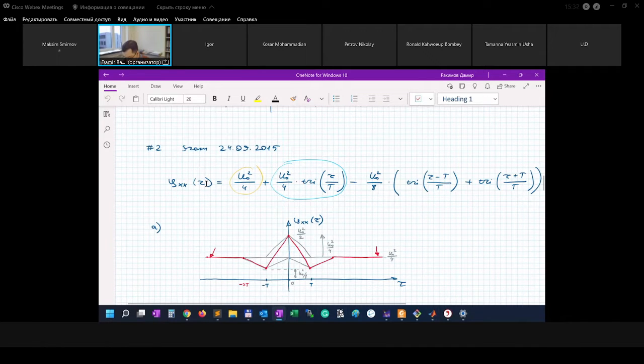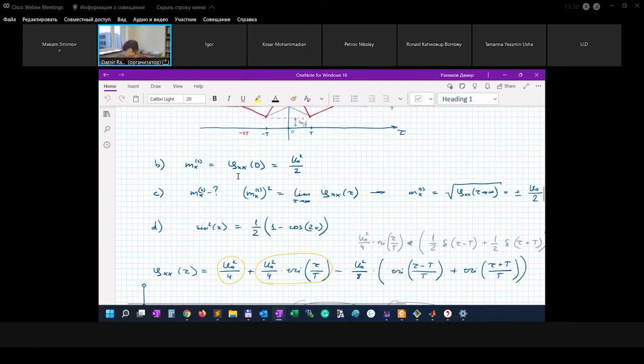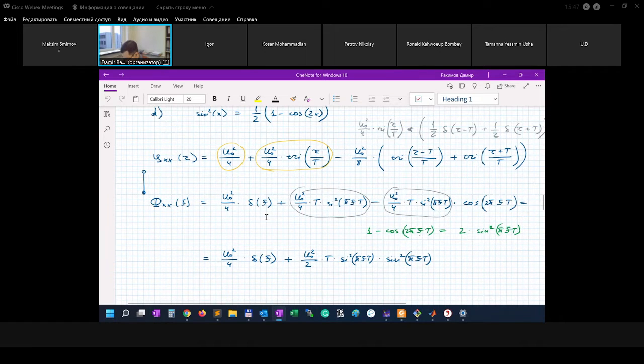In another case, we started with the autocorrelation function. The first task was to plot it. Then we had to evaluate the possible values for the second moment and the first moment. And then we calculated the power spectral density.